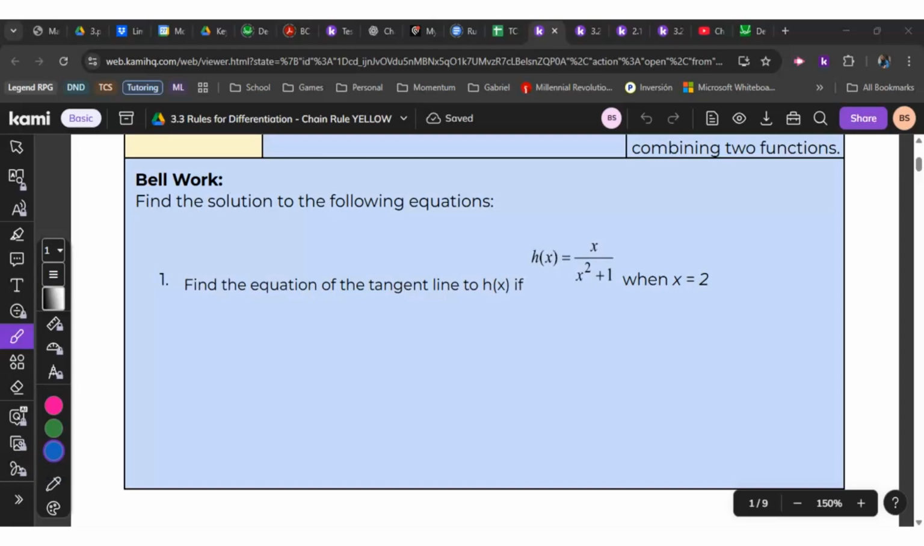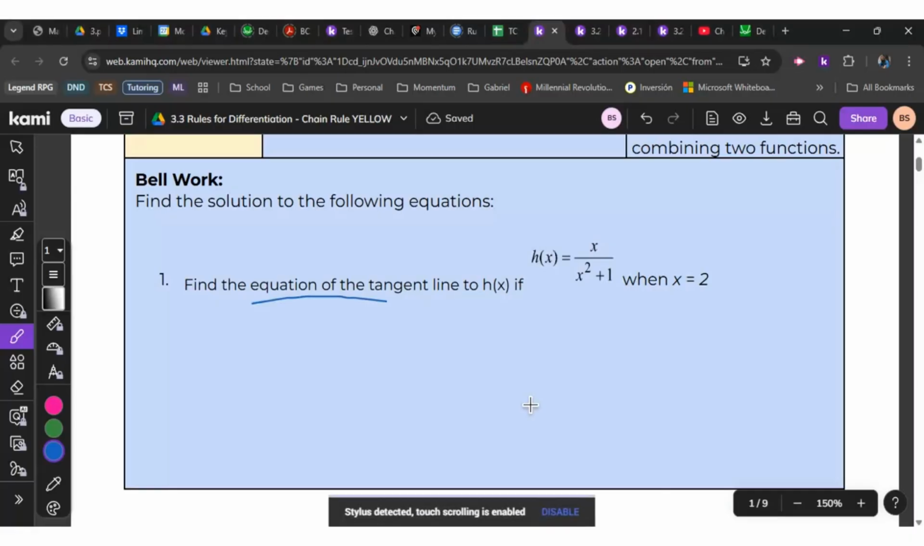All right, find the equation of the tangent line. Sorry, we're doing chain rule now. Chain rule. We're going to do chain rule. Okay, so anytime we see equation of the tangent line, we need two things. We need a point and a slope.